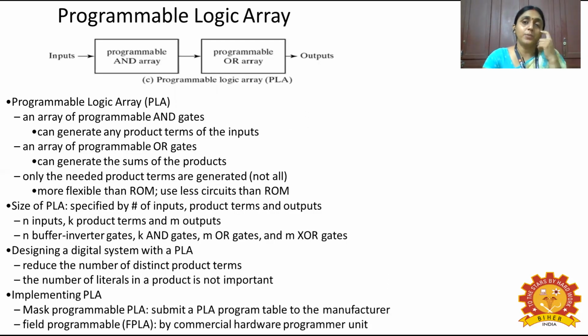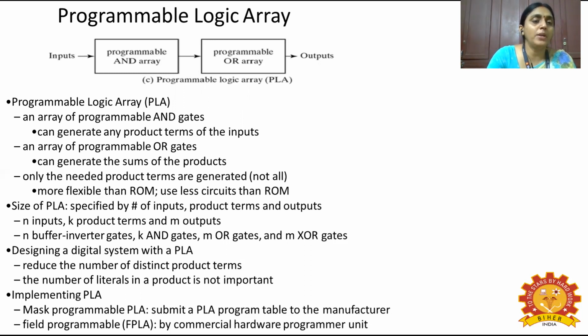And now we will see the programmable logic array. Here, the inputs are sent to the programmable AND array and the programmable OR array, which gives the outputs at the last. The programmable logic array PLA has an array of programmable AND gates which can generate any product terms of the inputs, and an array of programmable OR gates, which can generate the sum of the products.